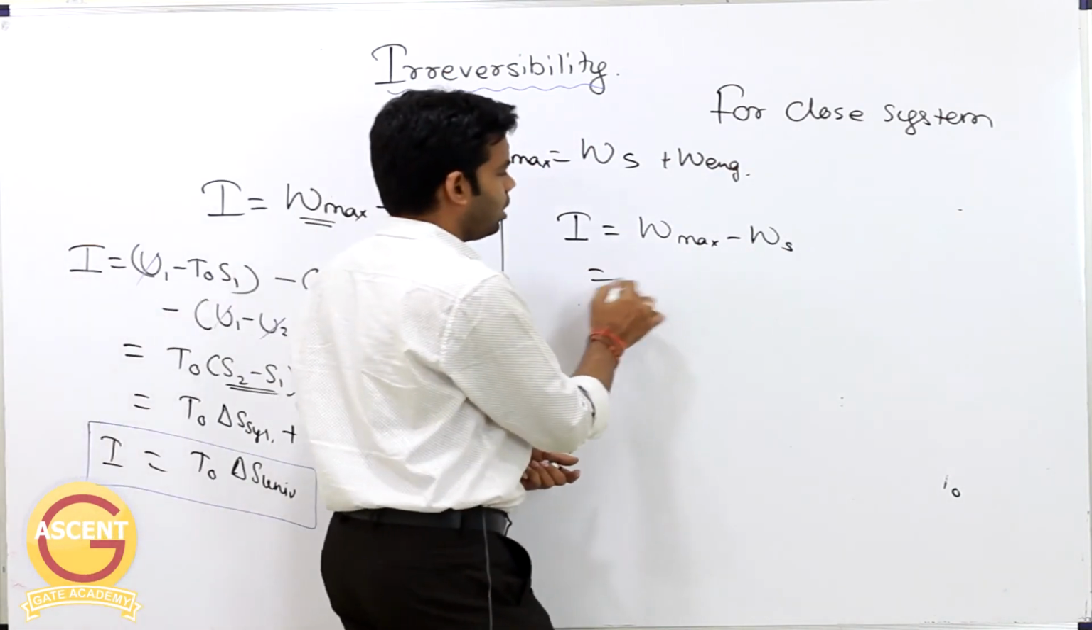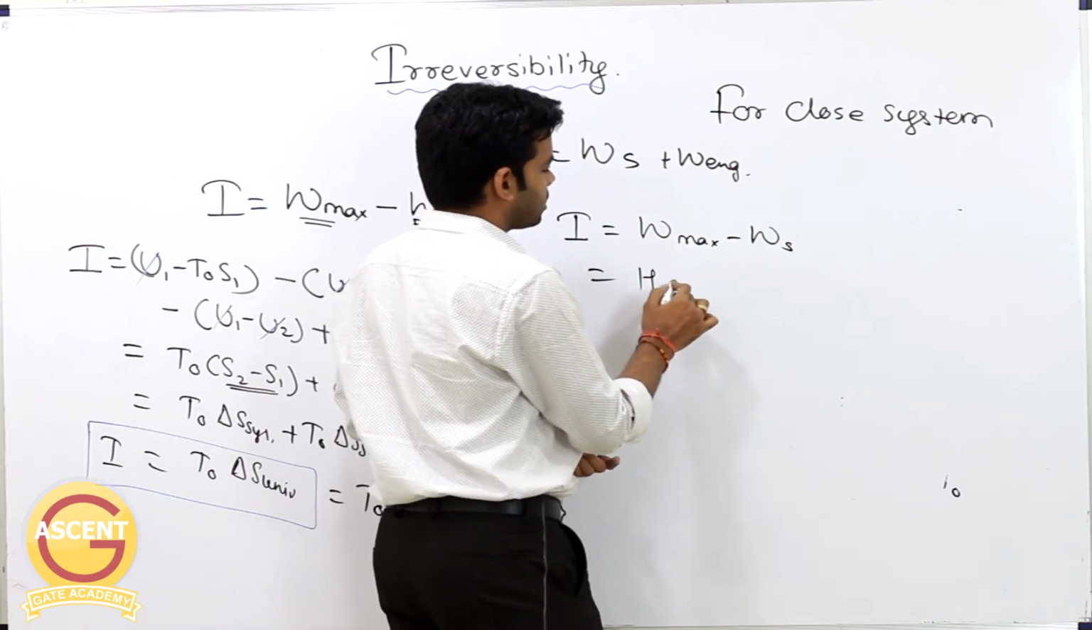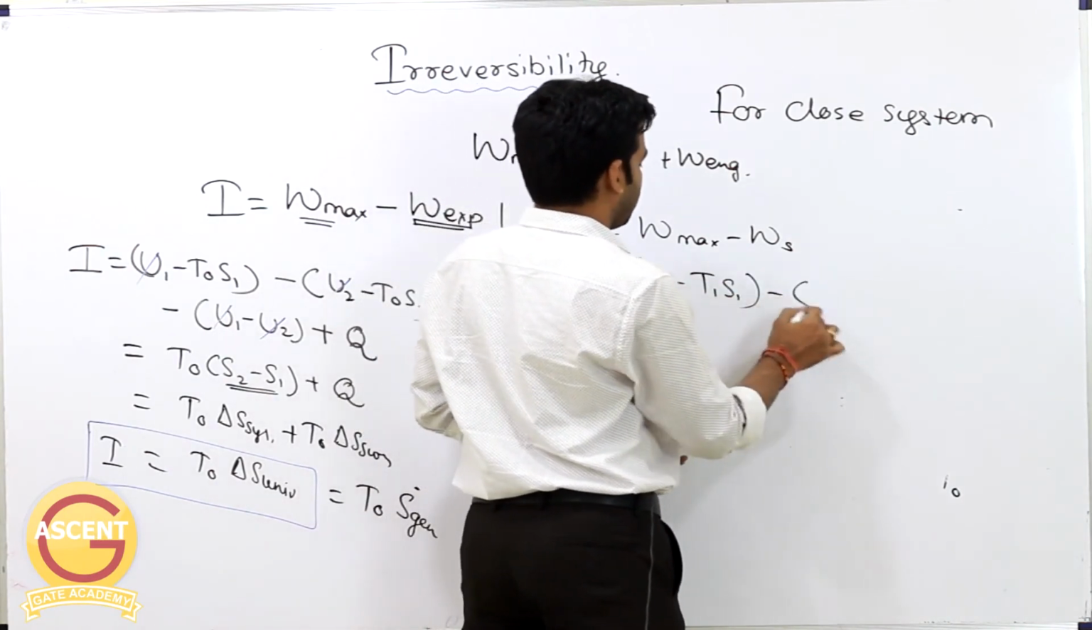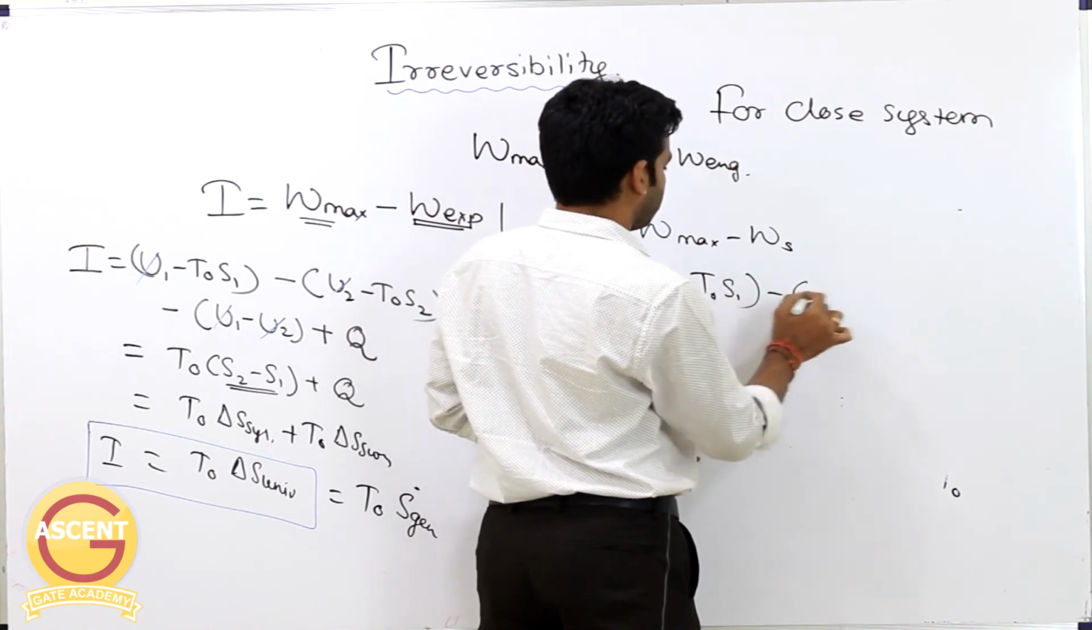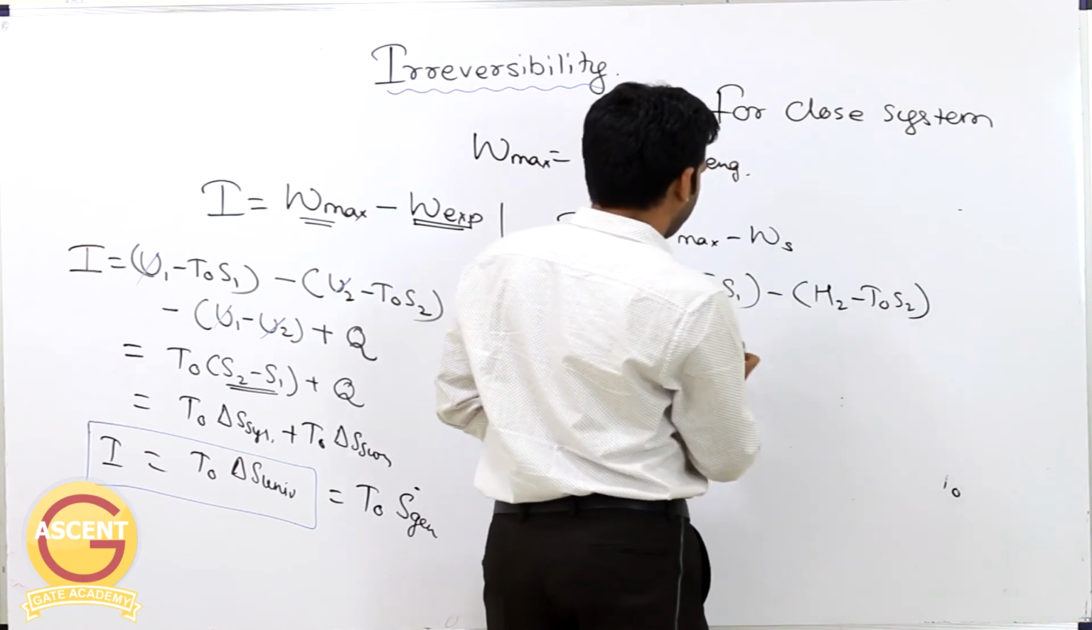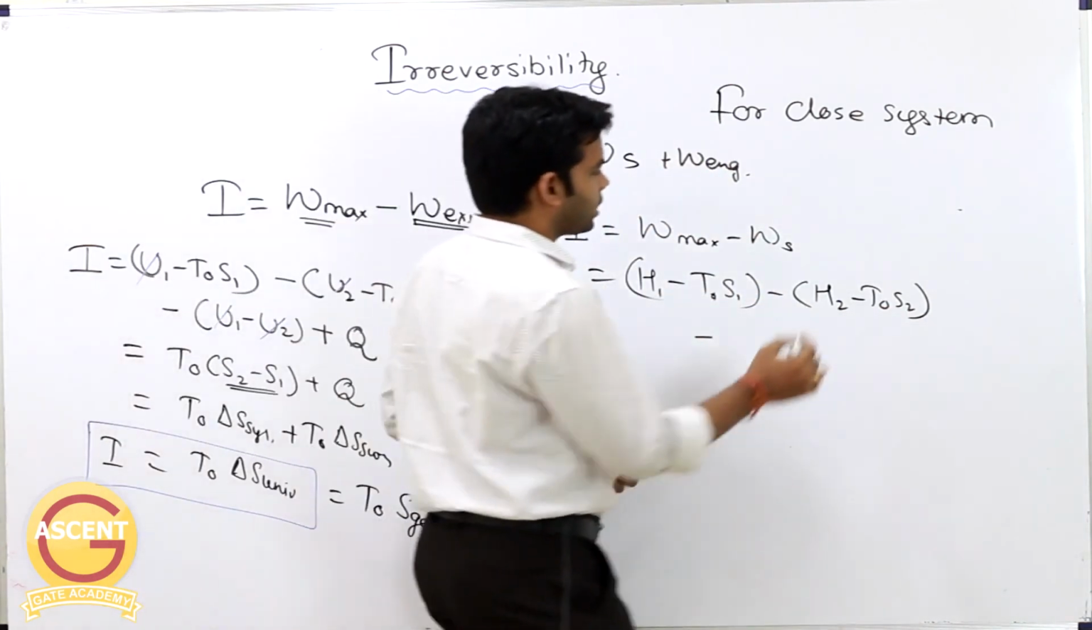I will tell you how. Maximum work, as we know, is H1 minus T naught S1 minus (H2 minus T naught S2), minus shaft work. How can we determine this shaft work?